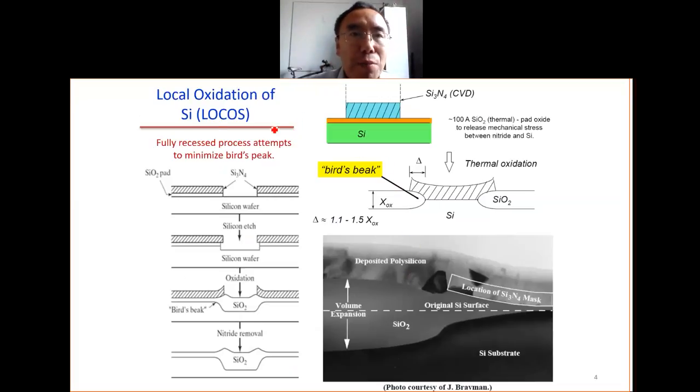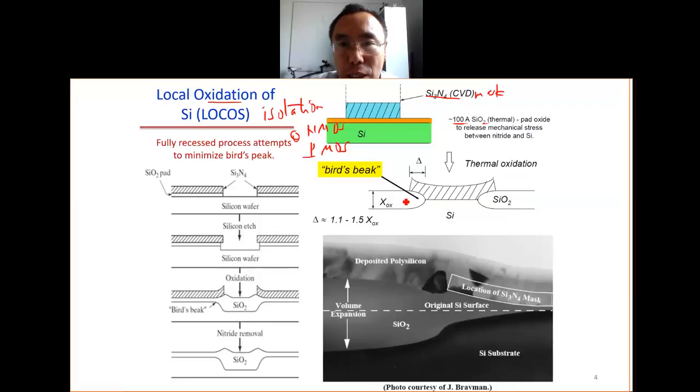From chapter 2, we learned about the local oxidation for isolation, the isolation between NMOS and PMOS. So we grow oxide to isolate the NMOS and the PMOS. The idea is like this. We have silicon. Here we have a little bit of oxide. This 10 nanometer oxide will not affect anything. Then we have silicon nitride. This is the mask. Then we grow the silicon oxide.